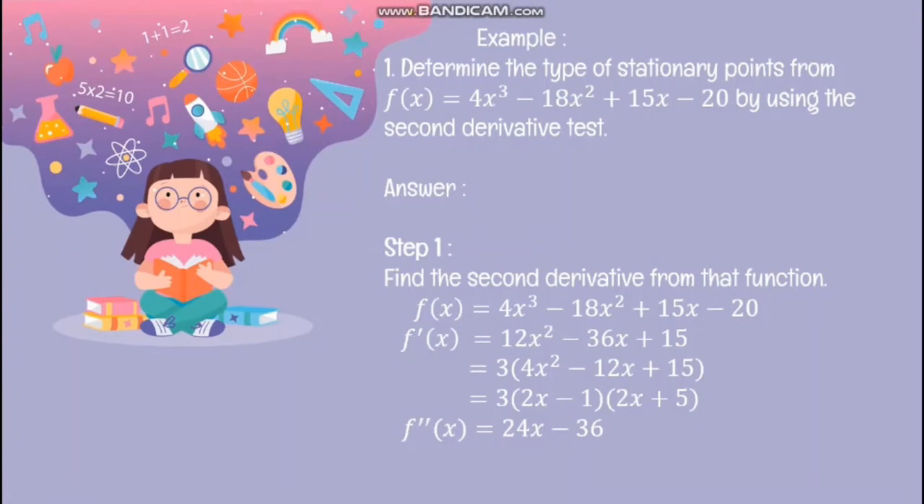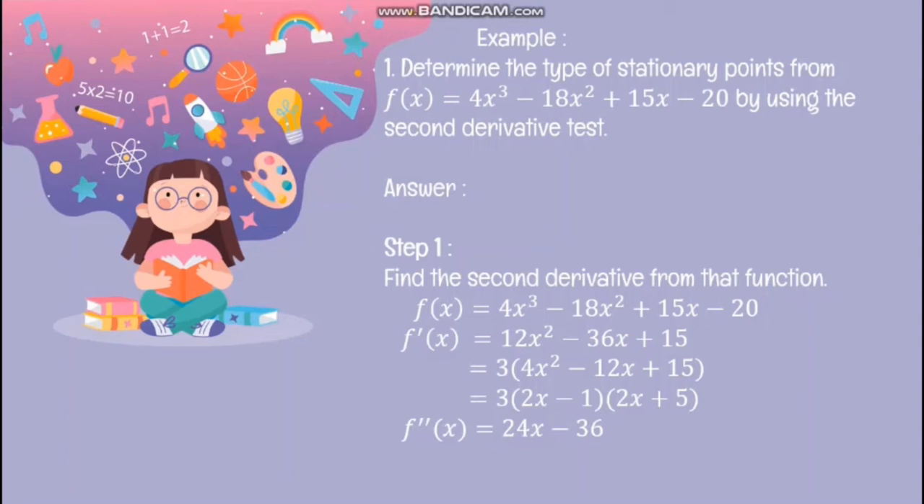Example 1. Determine the type of stationary point from f(x) equals 4x cubed minus 18x squared plus 15x minus 20 by using the second derivative test. Answer: Step 1. Find the second derivative from that function. f(x) equals 4x cubed minus 18x squared plus 15x minus 20.